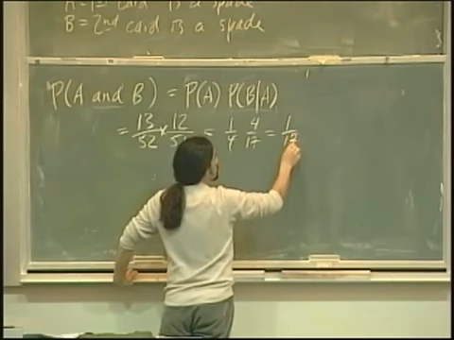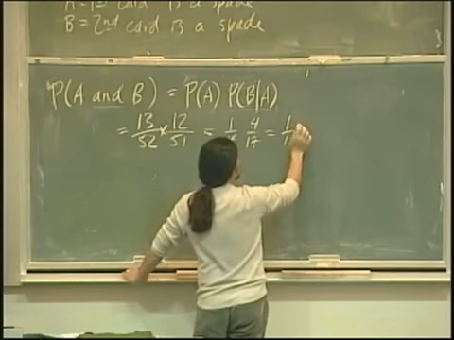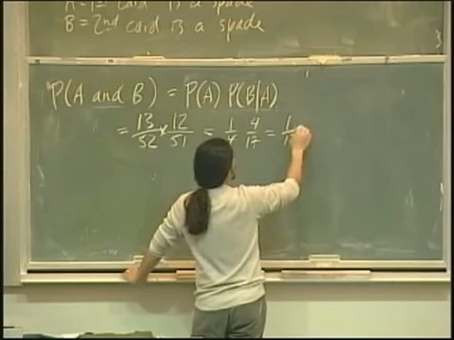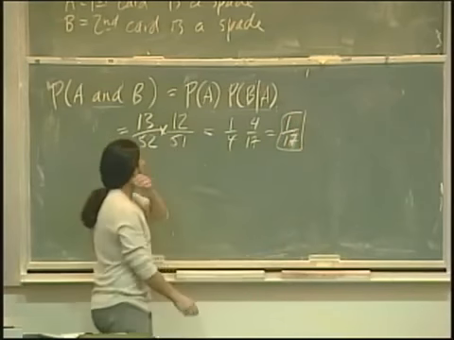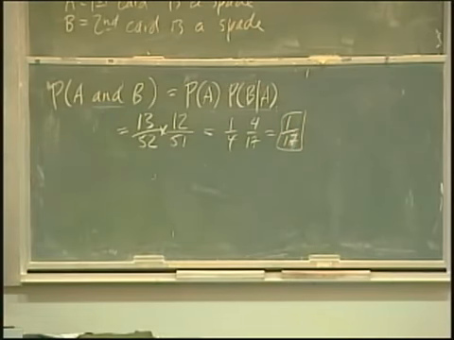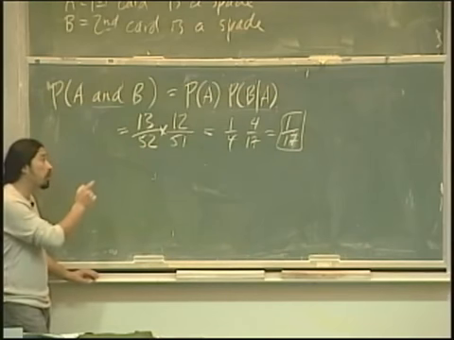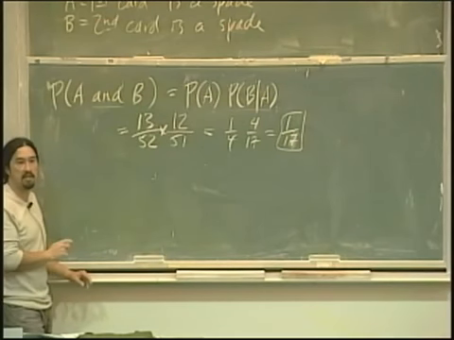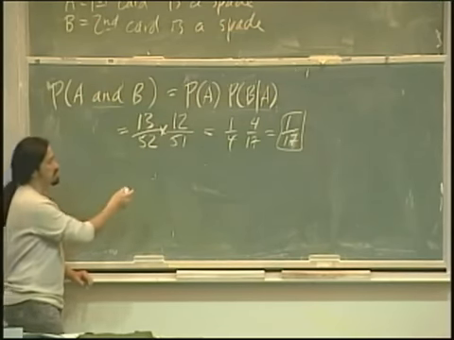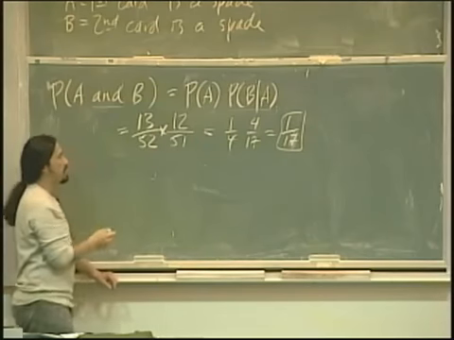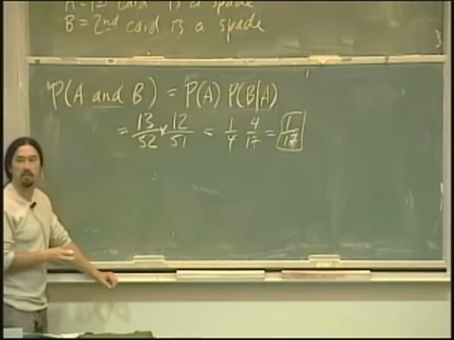Okay? So 1 out of 17 chance, in general, that you would get them both to be spades. It's a little bit different than 1 out of 16, right? 1 out of 16 would be 1/4 times 1/4. It's pretty close, but it's slightly different, slightly less likely. Okay? And essentially that's because once you've drawn a spade, it makes it slightly less likely that you'll get the next one to be a spade.